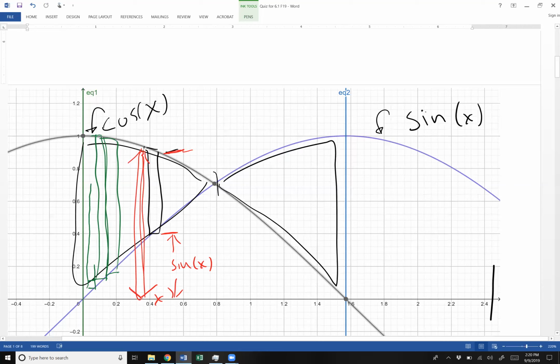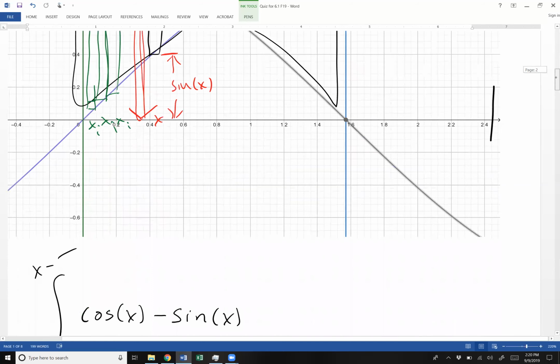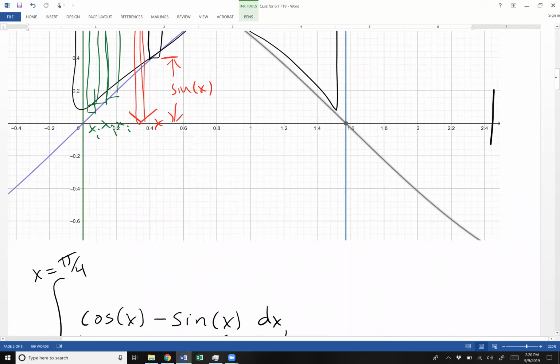And for any of those, the height of those rectangles are the cosine minus the sine, for any of these x values down here. Okay, you might call them different x values. All right, I know you guys probably didn't think about rectangles and chopping it up into rectangles. You probably just went right to areas under curves or areas between curves.